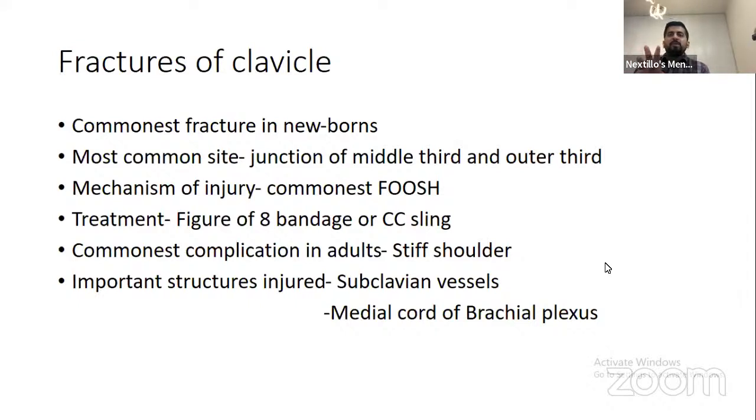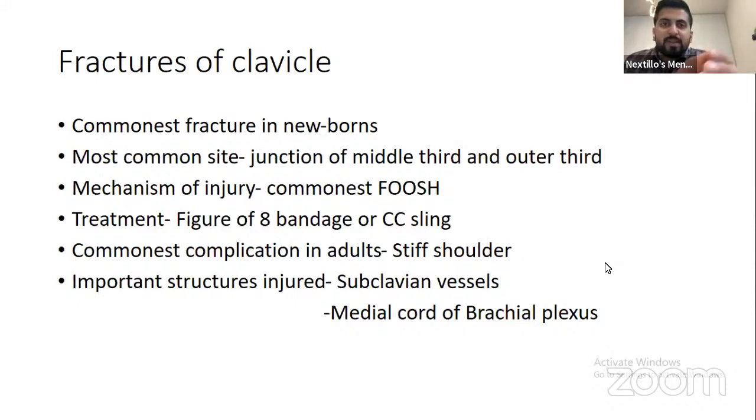The most common site of these fractures is the junction of the middle third and the lateral third of the clavicle. The most common mechanism of injury in clavicular fractures is FOOSH. FOOSH means fall on the outstretched hand. So fall on outstretched hand is the common mechanism of injury.